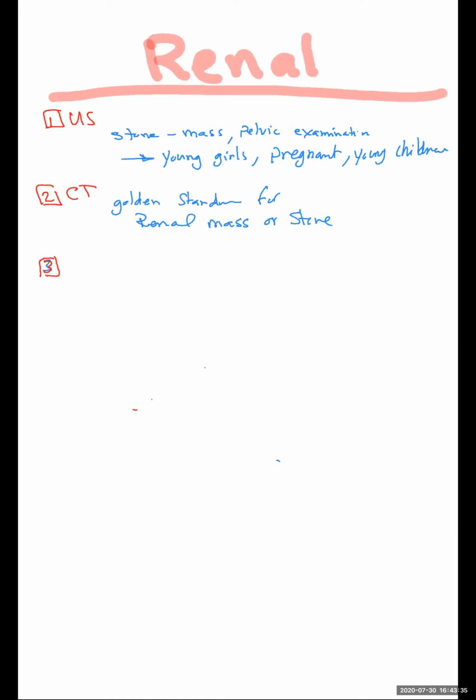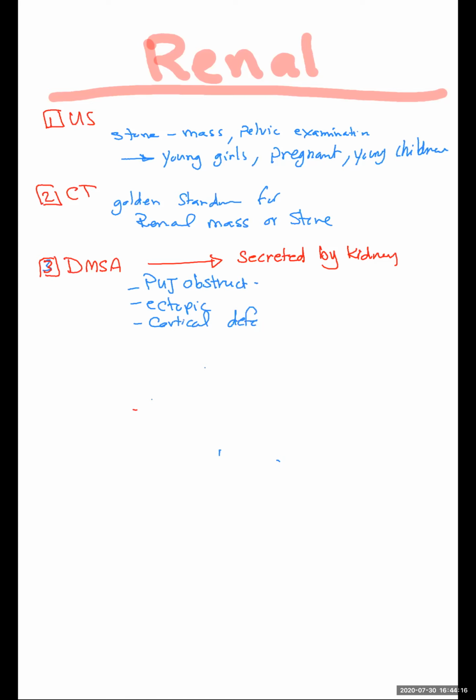Number 3, DMSA scan. DMSA scan, this is secreted by the kidney. DMSA scan is used mainly for PUJ obstruction, ectopic kidney or cortical defects. Not used in patient with renal impairment. Okay.